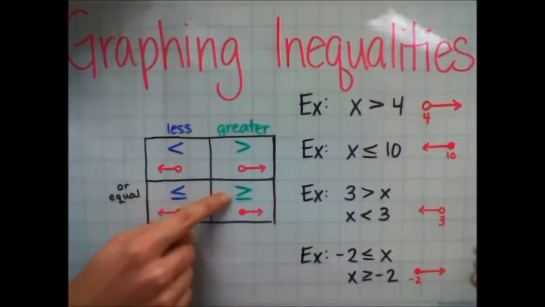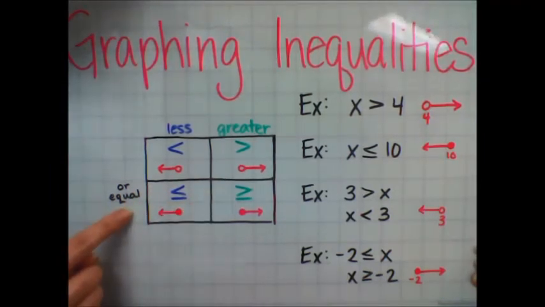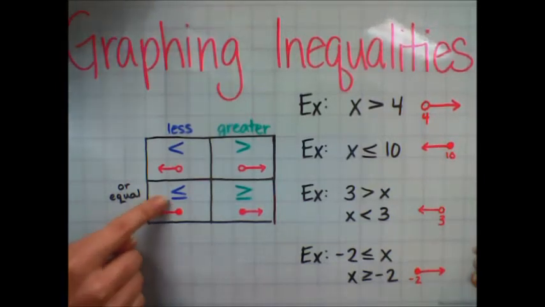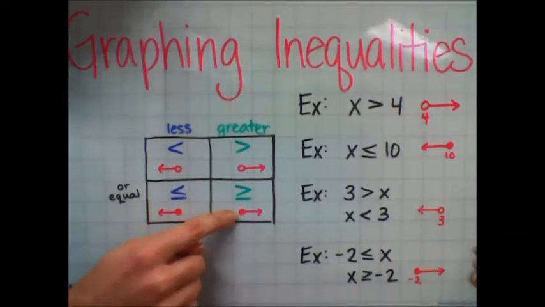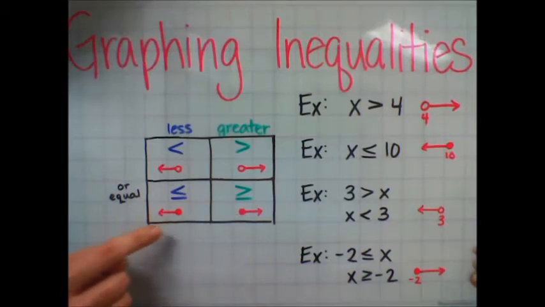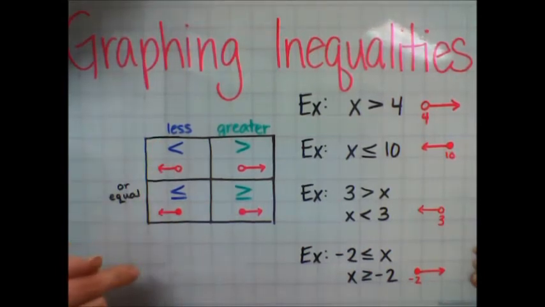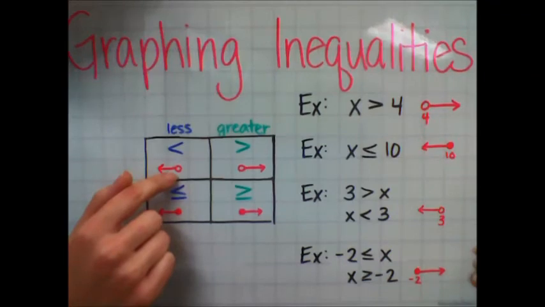If it has a line underneath, it means or equal to, meaning that we include the point as a possible solution. When we include the point as a possible solution, we fill in the dot at the point. If there is no line underneath, and it is strictly less than or greater than, not equal to, we want to show that we're talking about that point as a boundary, but not including it. So we make it an open dot.